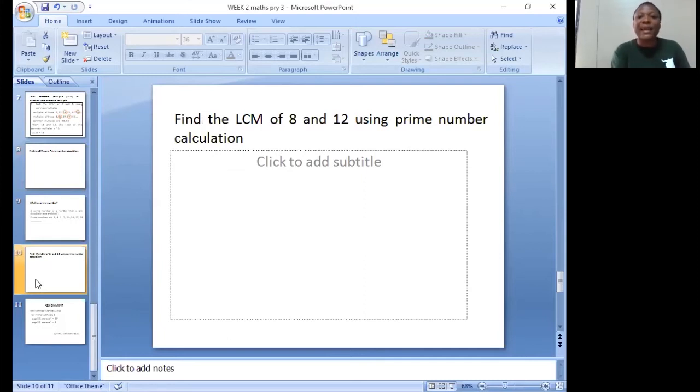Find the LCM of 8 and 12 using prime number calculation.